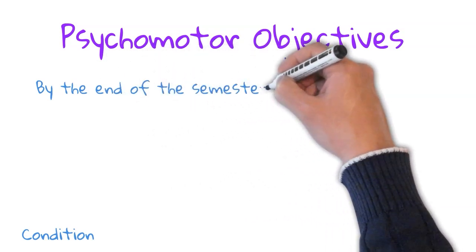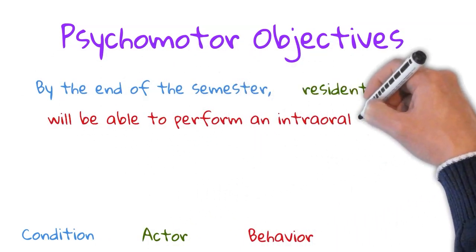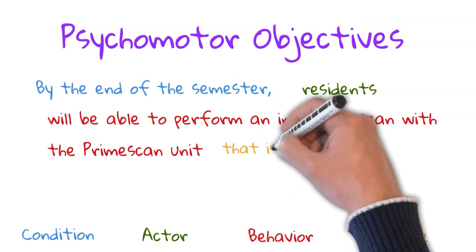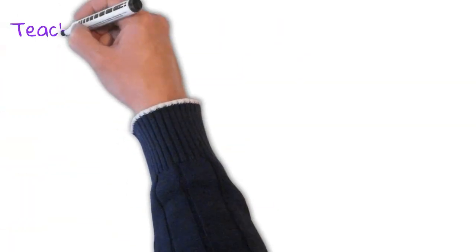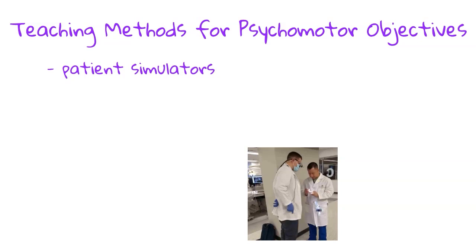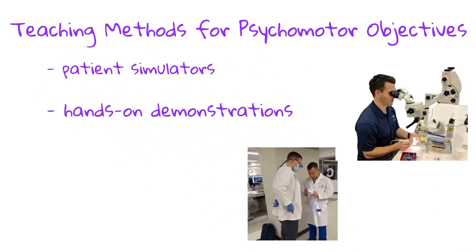Psychomotor learning objectives may include: by the end of the semester, residents will be able to perform an intraoral scan with the Prime Scan unit that is sufficient for fabrication of a fixed dental prosthesis. Teaching methods effective for achieving these types of objectives could be patient simulators, hands-on demonstrations, videos, and many more.